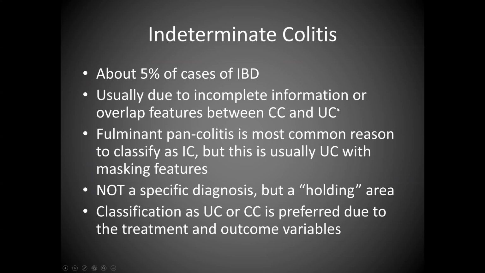Because usually, if we've got a good depth of information about sites of involvement, clinical course, and so forth, we should be able to assign that to one camp or the other, especially if you've got the whole bowel in your hands. However, there are certain cases, such as fulminant pancolitis, that can be very difficult to classify. But usually, if that's the case, it's usually UC that has some atypical features. So in reality, this indeterminate colitis is sort of a holding category, not a final diagnosis, if at all possible.